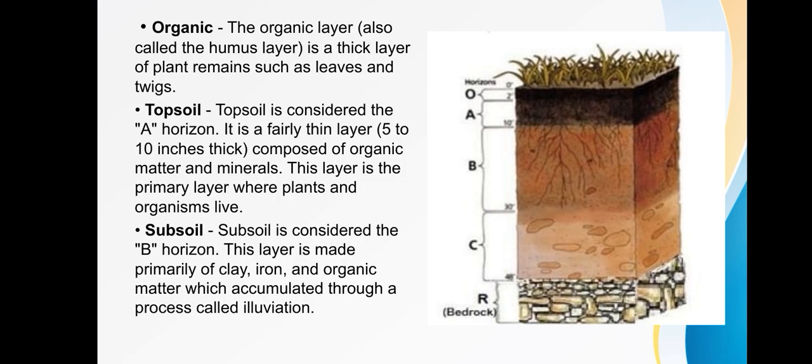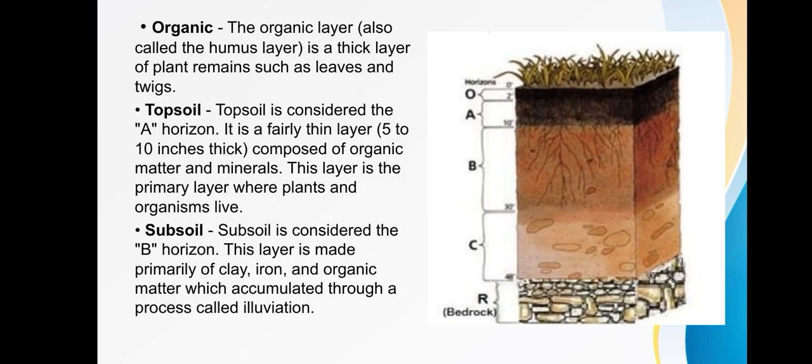Next, organic. The organic layer, also called the humus layer, is a thick layer of plant remains such as leaves and twigs. Organic, one way that may be easier to think about it is to substitute the word organic for the word living. Organic soil is a soil that is created by the decomposition of plant and animal materials to create a nutrient and mineral rich mini ecosystem with microorganisms that feed and breathe life back into the soil.